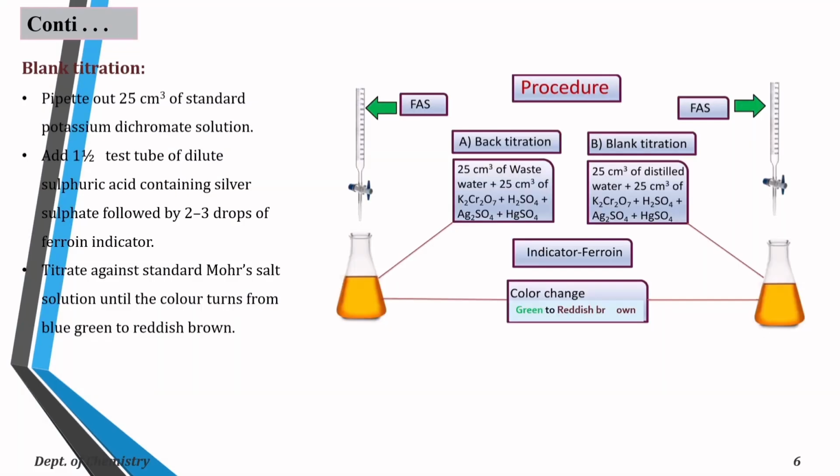The next step is blank titration. Blank titration is usually done to find out the exact concentration of K2Cr2O7 present in the actual solution. For this, pipette out 25 ml of standard potassium dichromate solution. To this, add 1.5 test tube of dilute sulfuric acid having silver sulfate, followed by 2 to 3 drops of the indicator. Then titrate the solution against standard solution of FAS till the color changes from bluish green to reddish brown.